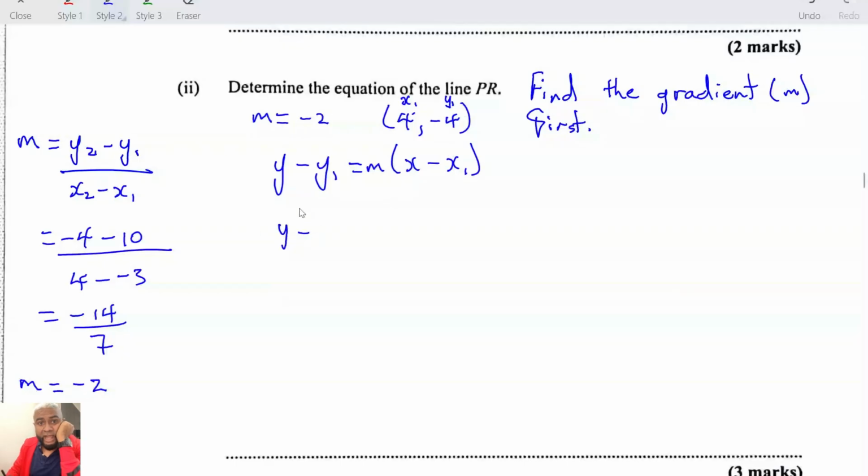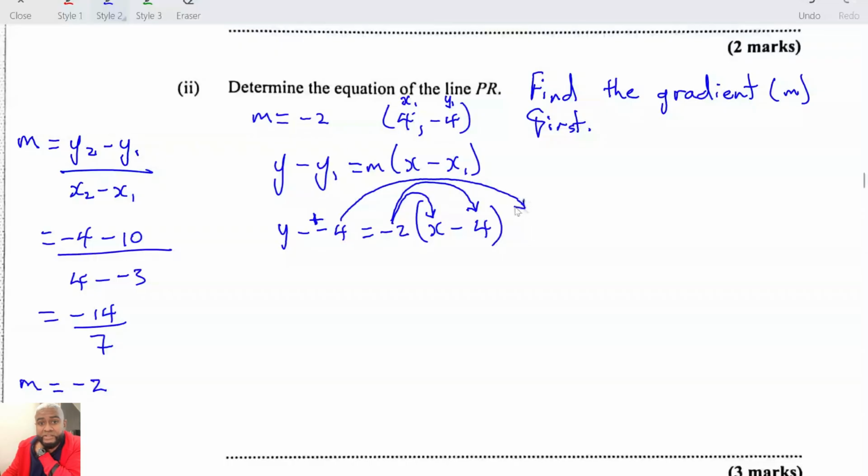So let me go. This will be y minus, what's y1? Negative 4 equals to m, which is negative 2, open bracket, x minus, what is x1? So I do negative 2 by this and negative 2 by this. So this will be y. Now this will be plus 4. A negative is a positive here. So you fling that plus 4 here.